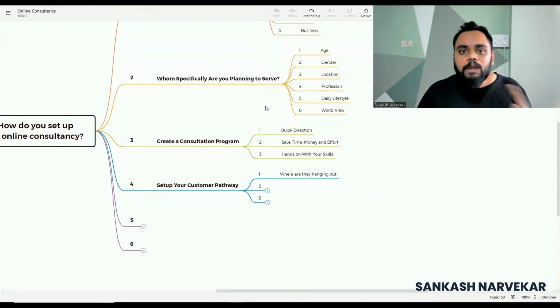So you need to figure out where they are active, and not just social media platforms, but is there a specific website that they visit? Or is there a specific blog that they really love to read? Right? So these are the places that you need to figure out and find out.